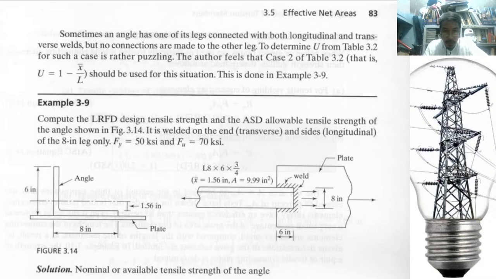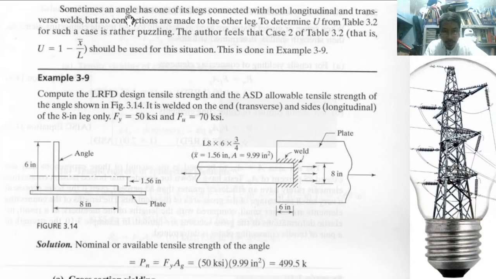Okay, so we have an explanation here. Sometimes an angle has one of its legs connected with both longitudinal and transverse welds, but no connections are made to the other leg. To determine U from Table 3.2 for such a case is rather difficult. The author feels that case 2 of Table 3.2 should be used for this situation. This is done in this example.